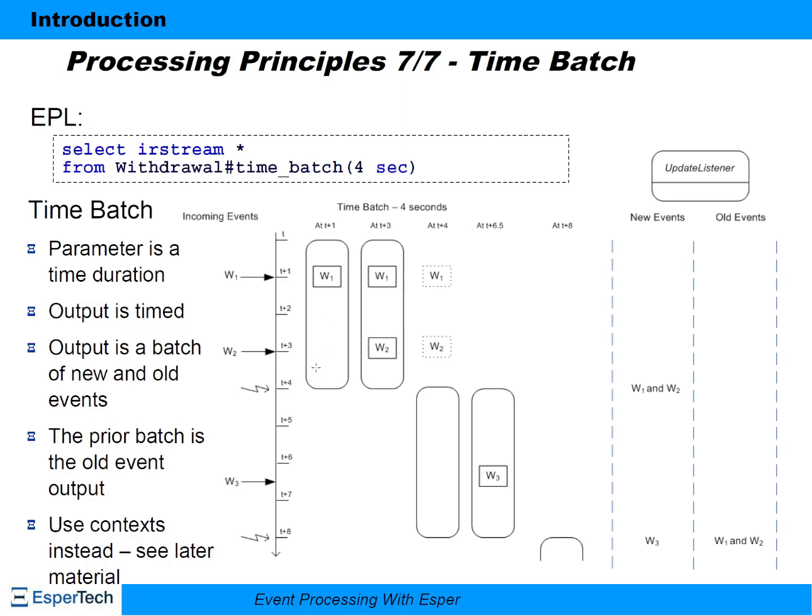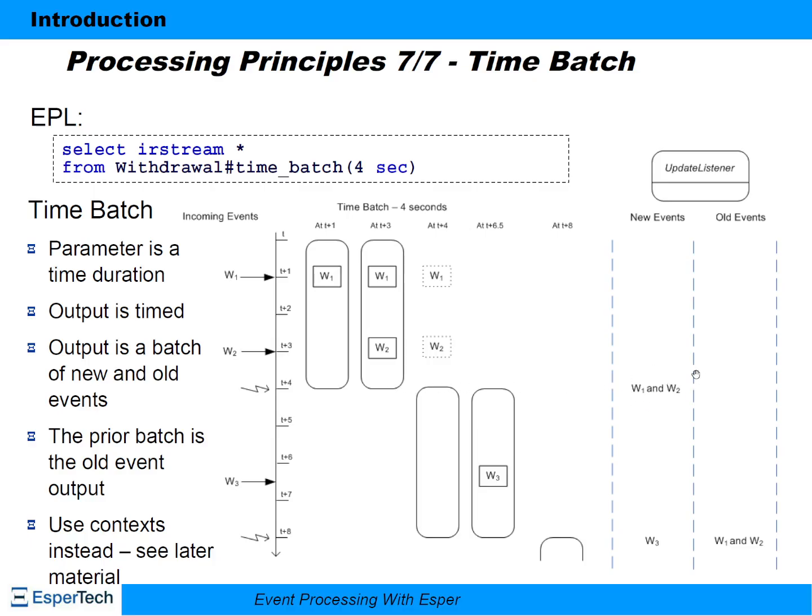Assume that at time t plus 3 seconds, withdrawal event 2 arrives. The runtime adds the event to the current batch and does not output. At time t plus 4 seconds the runtime concludes the current batch and outputs withdrawal event 1 and withdrawal event 2.